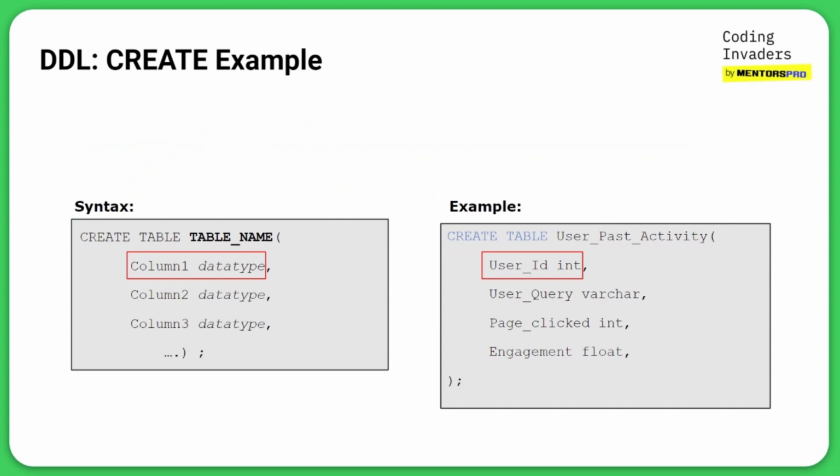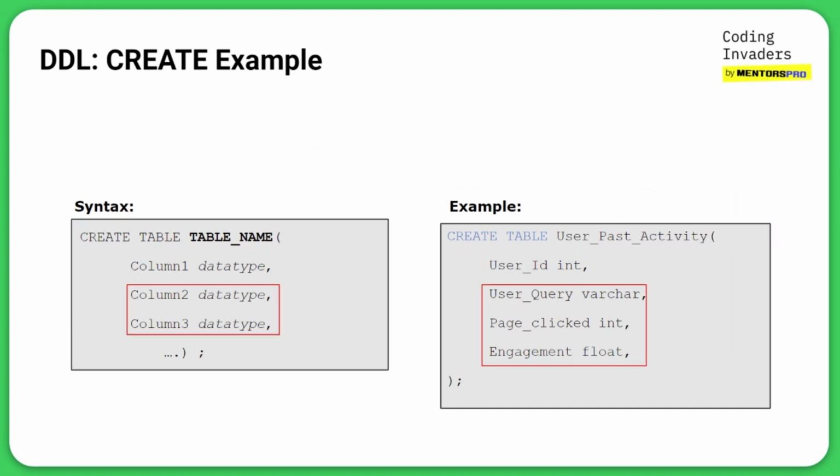As you can see, this is where we write the name of our first column and declare their data type. In our example, the first column is user ID and the data type of user ID is integer. So we are declaring the data type as int. Similarly, we have to write the names of each column of the user past activity table and declare their respective data types. Now make sure that each pair of column names and its data type is separated by a comma.